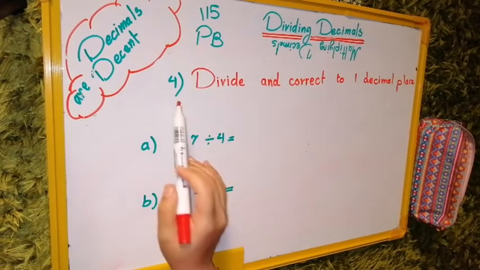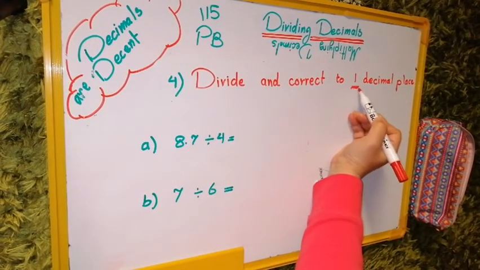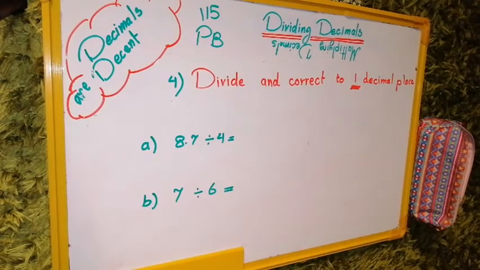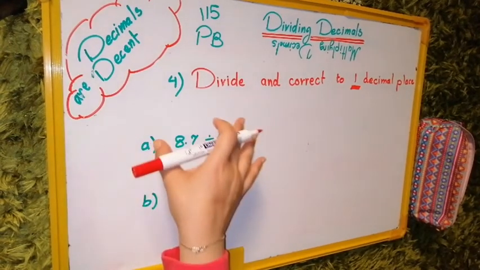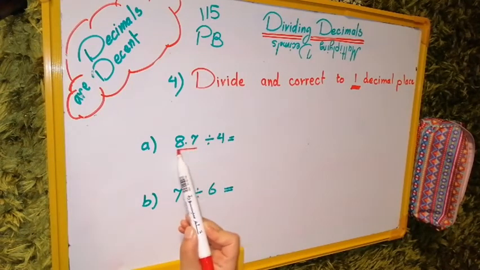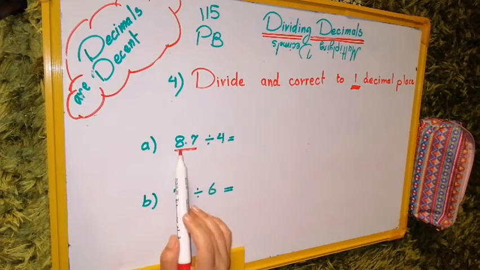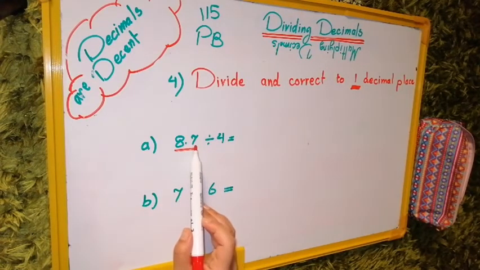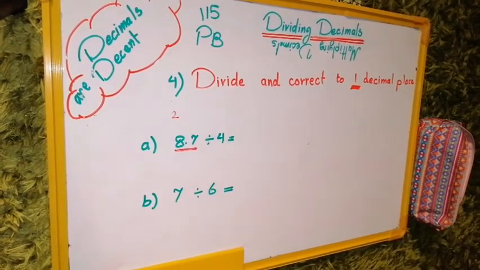Now here for exercise 4, he's asking me to divide and correct my answer to the first or 1 decimal place. Before this he didn't ask me to estimate, but I want to estimate this with you. I want to practice estimation. Here, as you can see, if I need to find the nearest number that I can divide by 4, it's going to be 8 itself. And here it's 7. So what to do? I can say 8 divided by 4 is 2. So this is the whole number. It's going to be more than 2.